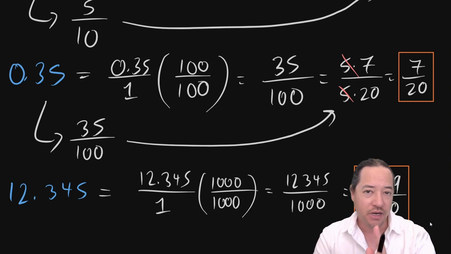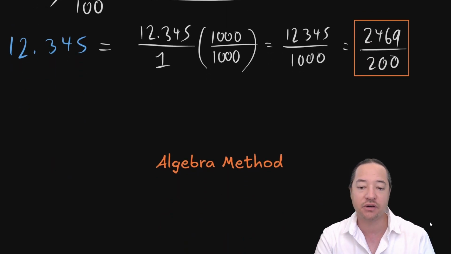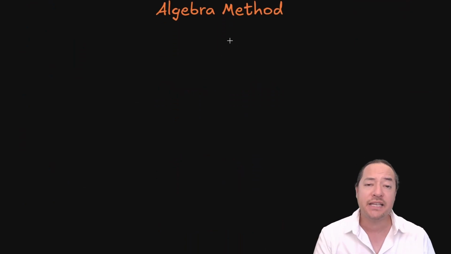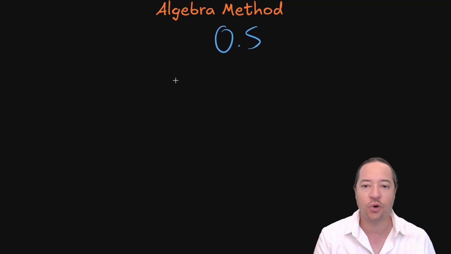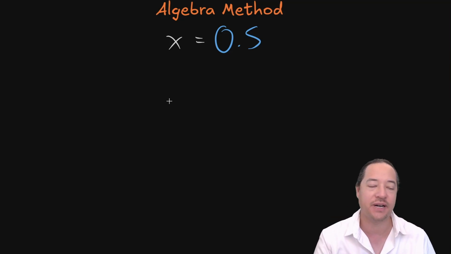I want to show you another method we could use. This is the most common method to deal with this, but there is another method that'll come in handy a little bit later on. I'm going to call that the algebra method. Okay, let's try starting out again with a 0.5, just like before. Now the difference is I'm going to construct an equation here. I'm going to say that x, my unknown fraction, is equal to 0.5, and I want to find out what x is as a fraction, right?